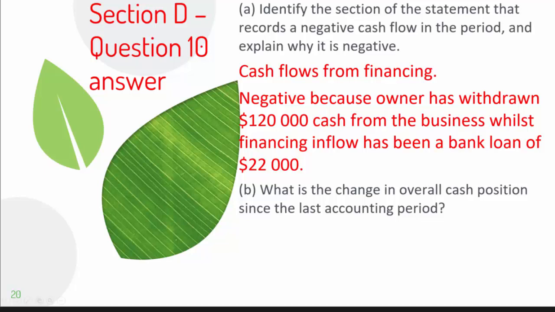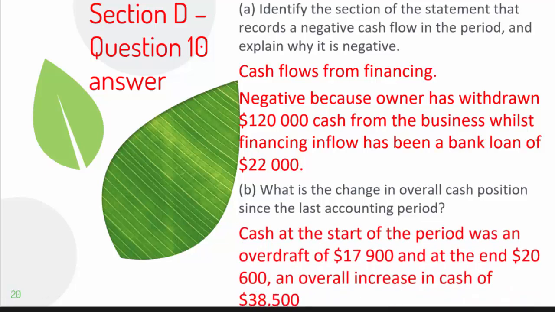In the next question, what is the change in overall cash position since the last accounting period? So you need to look at the movement, and that's the third from the bottom, which is 38,500.